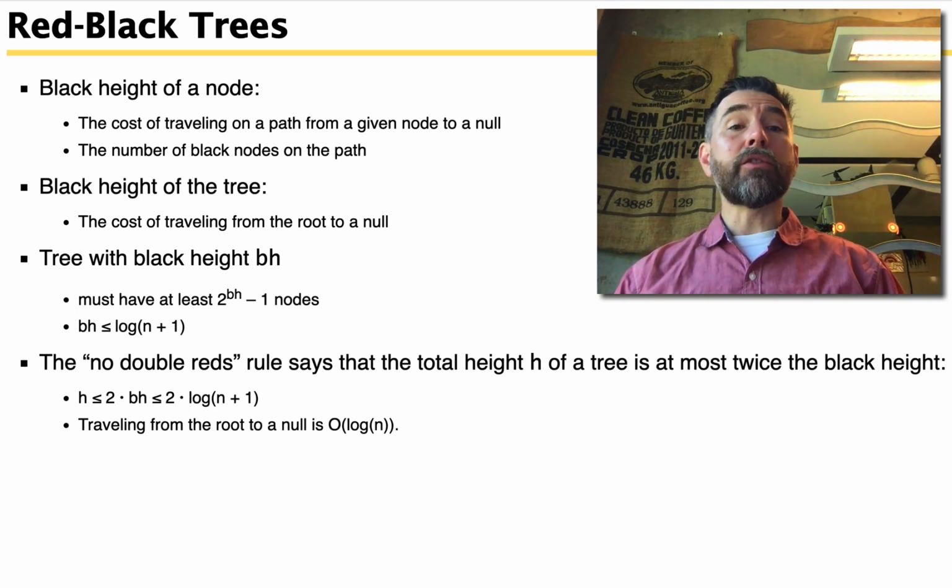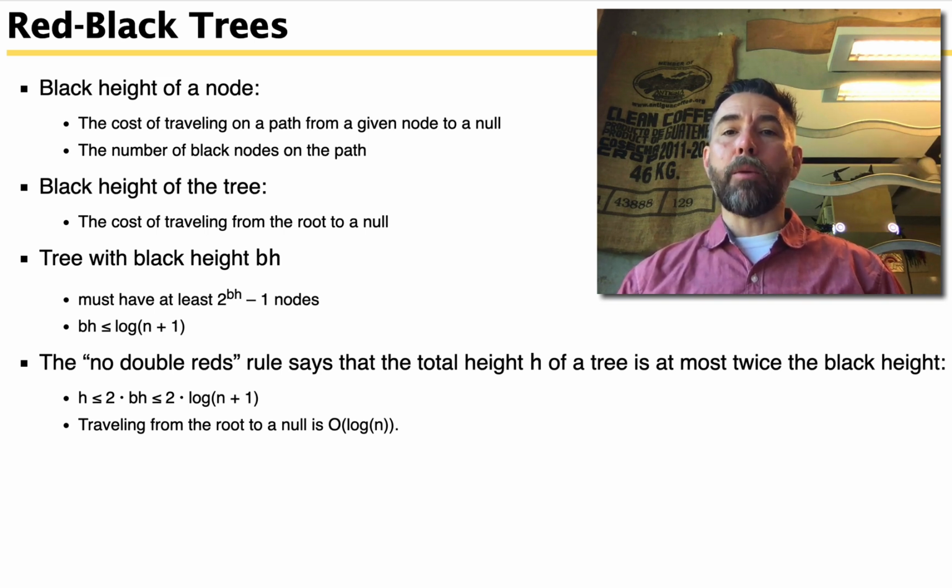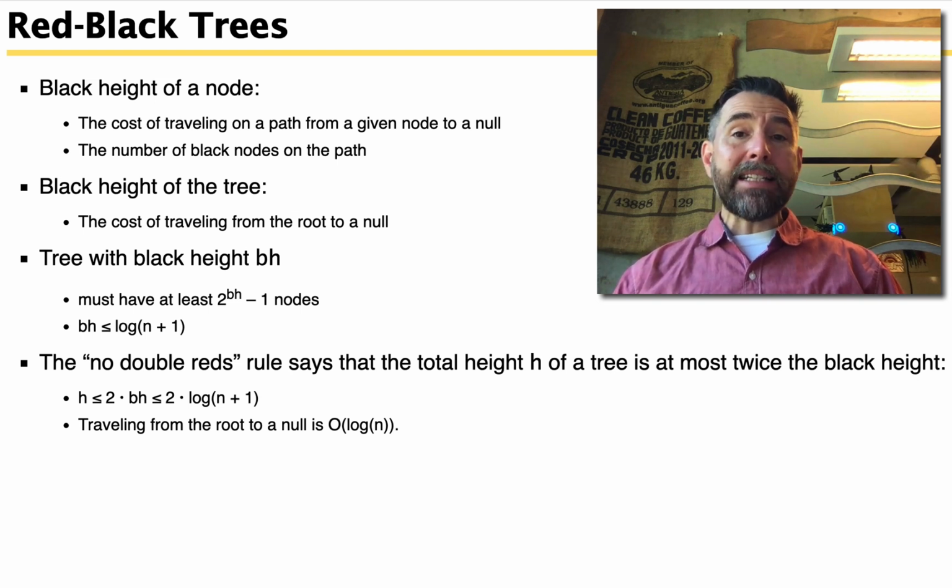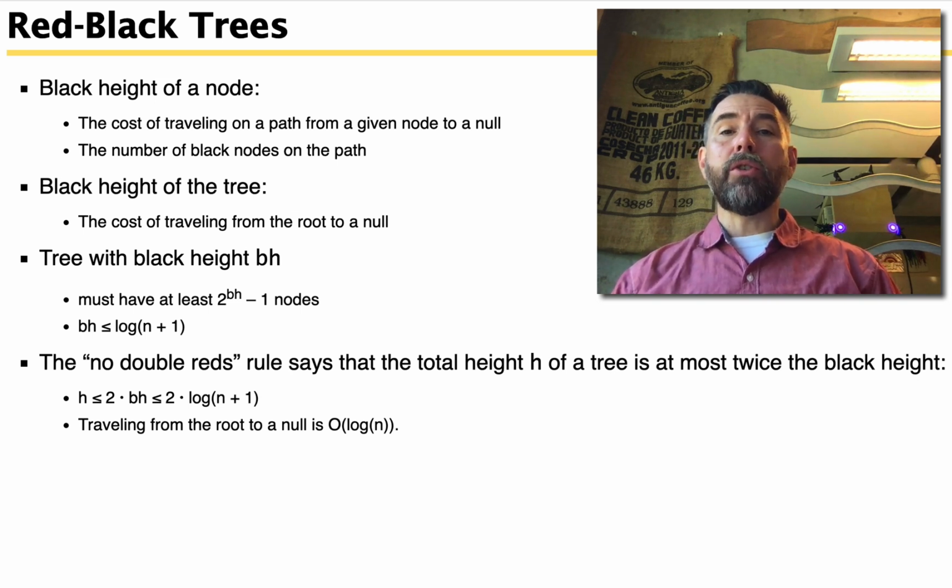It is the cost of traveling from the root node along some path to a null node, and it's the number of black nodes that you pass on that path. We're going to call that the black height because it's the height of the tree if all you count are the black nodes. A tree that has a black height of BH must have at least 2 to the BH minus 1 nodes. So that would, for example, mean, imagine you had a tree that was completely full of black nodes. Well, then it would have 2 to the BH minus 1 nodes.